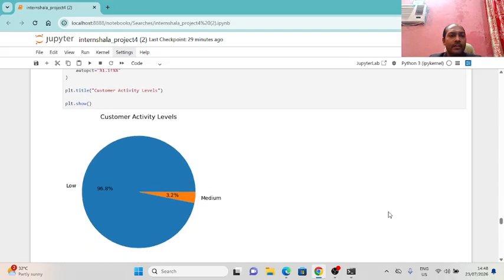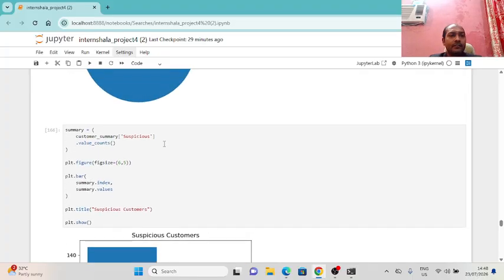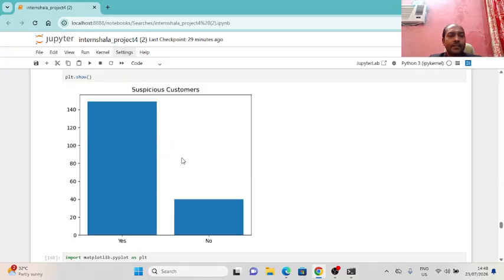Also I have calculated the customer activity levels on the basis of a pie chart. So we can see more than 96% of customers have low customer activity, while 3.2% have medium activity levels. And on the basis of the above data I have plotted this graph.